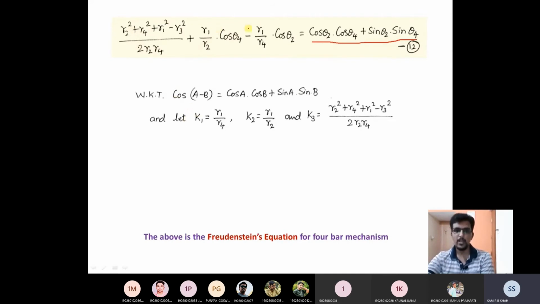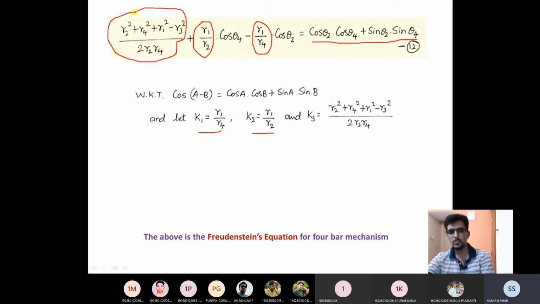So let me call R1 by R4, wherever there is R1 by R4, instead of always calling it R1 by R4, I am going to call it K1. Similarly, wherever there is R1 by R2, instead of every time calling it R1 by R2, I am going to simply call it K2. And this entire thing, R2 square plus R4 square plus R1 square minus R3 square divided by 2 R2 R4, I am going to call it K3.